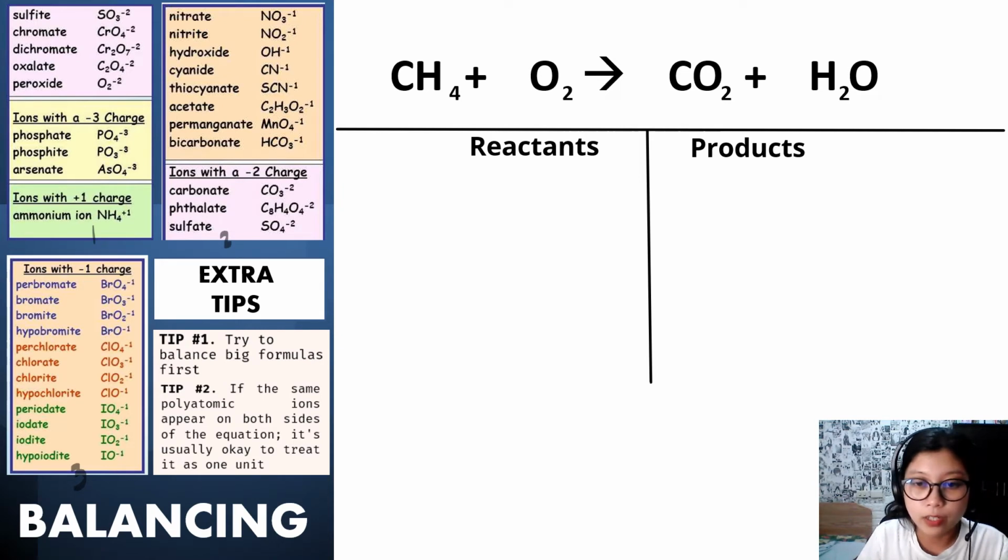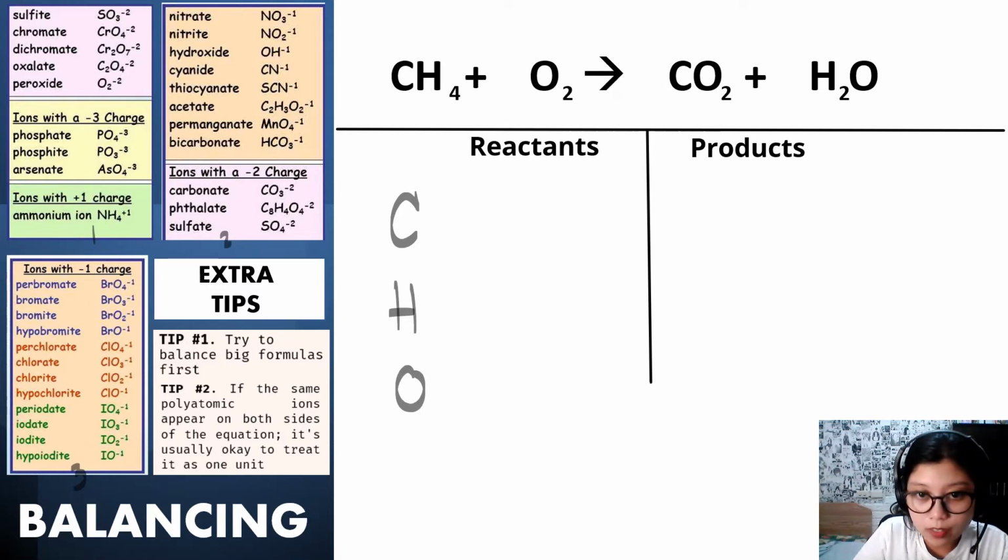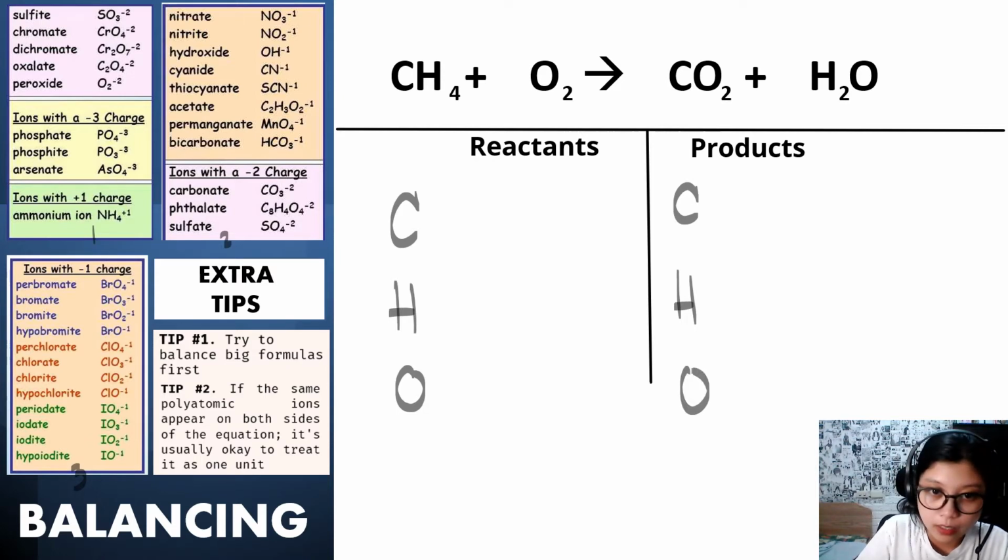So we have here an equation of CH4 plus O2 yields CO2 plus H2O. First things first, we're going to list down all the elements present in the chemical equation. First, in the reactant side, we have carbon, we have hydrogen, we have oxygen. In the product side, we also have the same: carbon, hydrogen, and oxygen.